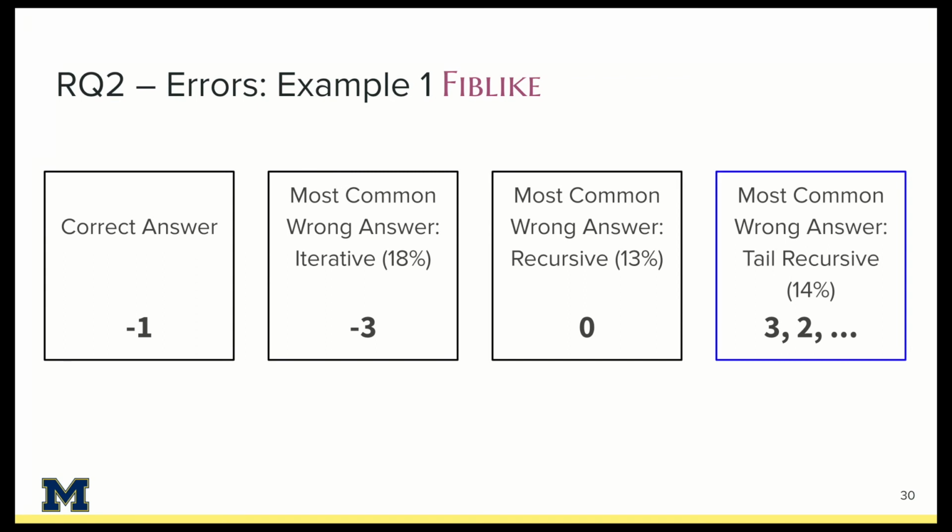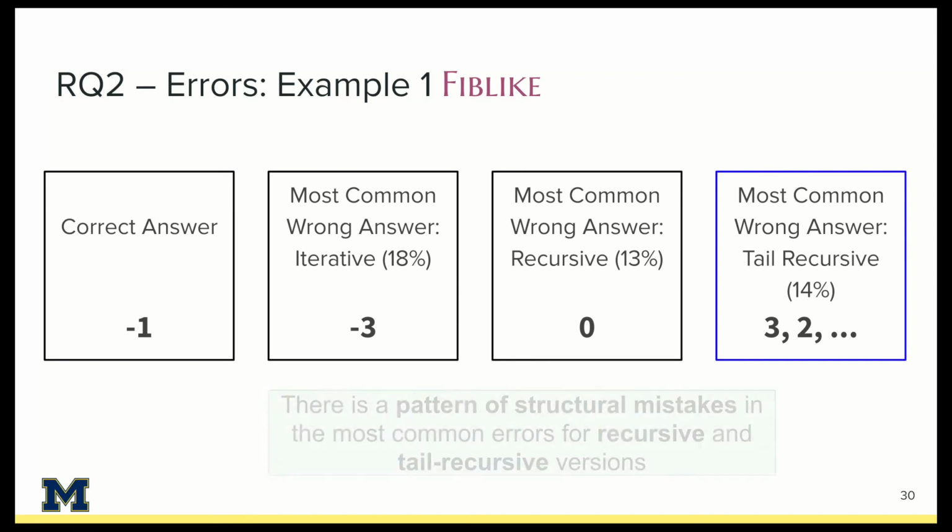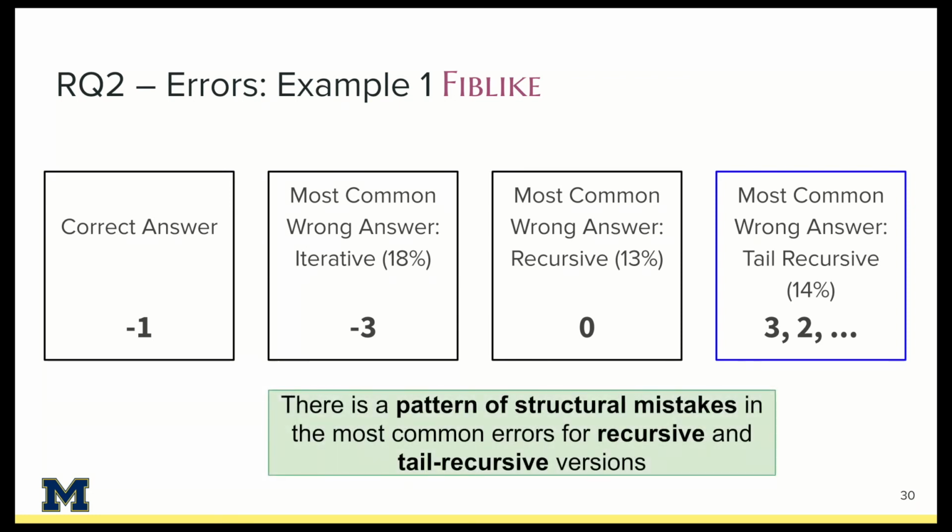Specifically, for the tail recursive framing, we found that the most common wrong answer was actually a family of responses that were structured as a list and started with the numbers 3, 2. Often it looked like students were giving a list of results or inputs to each of the recursive calls rather than collapsing them into one final result. Regardless, these responses are structurally different than the correct response. In fact, we, in general, found an overrepresentation of these structural differences in the most common errors for recursive and tail recursive framings compared to in iterative framings.